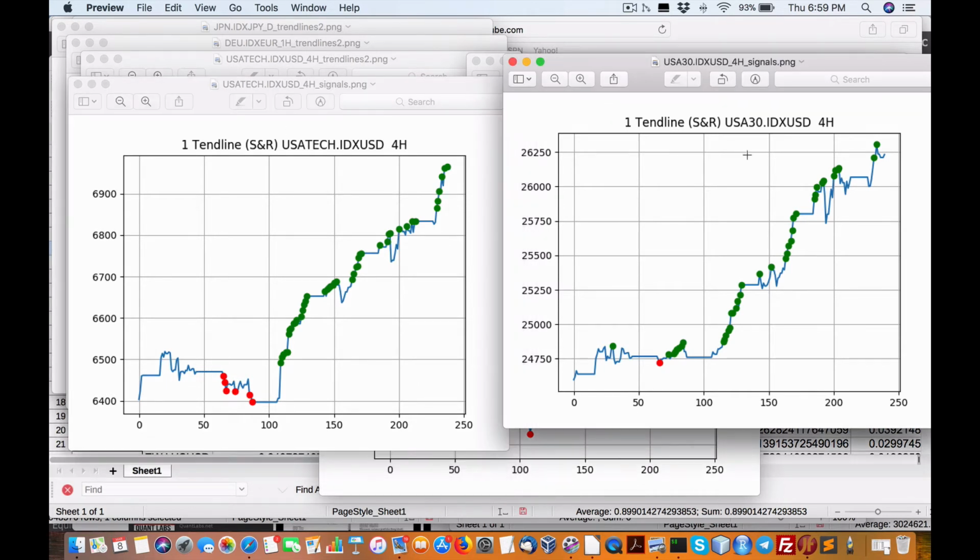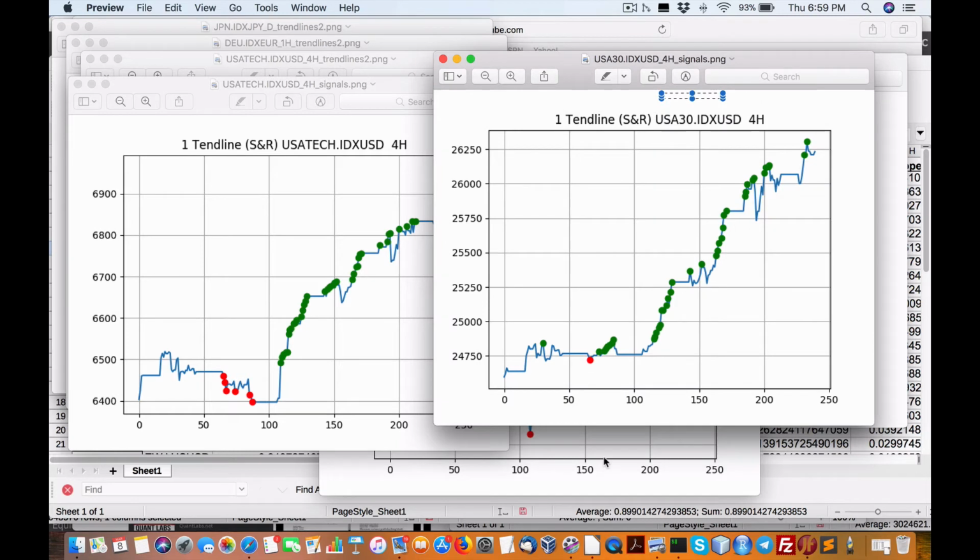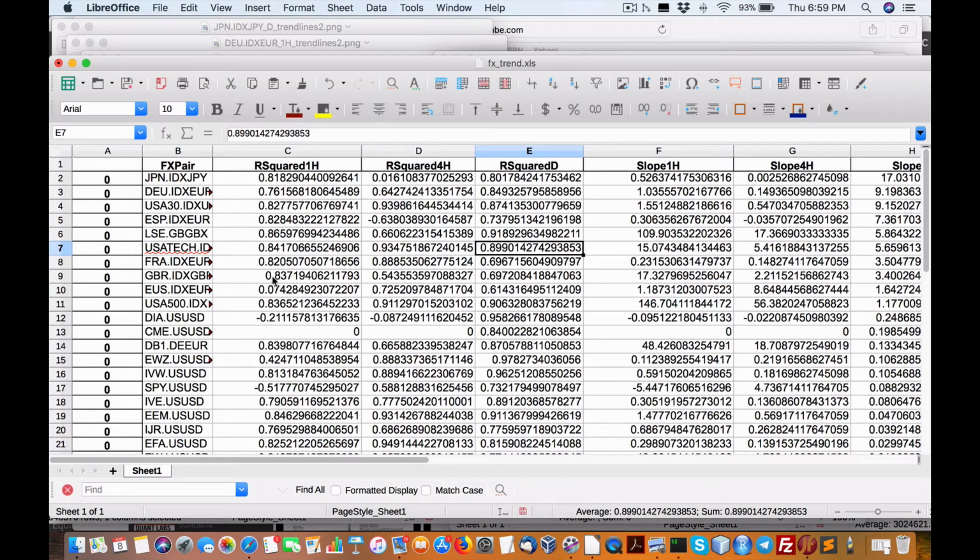Let's talk US 30. Go back to the spreadsheet. And again, this is the strength. Now, this is a 4-hour chart. We know that. But if I go into the tech right here, and then look at the R squared for the daily, it's quite strong. Very strong. It's absolutely the strongest for the US tech.